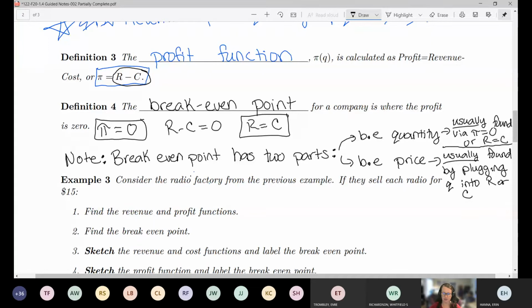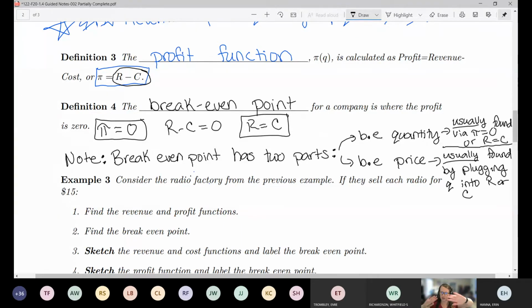So for the break-even price, we need to specifically look at revenue or cost to figure out how much it's costing me, or how much I have to make in revenue. And the reason it doesn't matter which one you look at is because at the break-even point, revenue equals cost. So you get to pick whichever one you'd rather plug it into, because it's going to give you the same number.